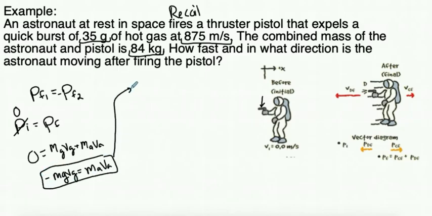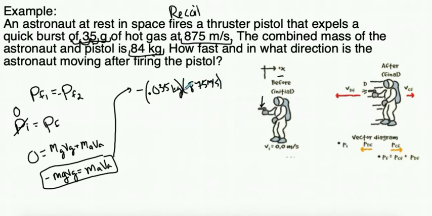All right, so the mass of the gas here is 35 grams. So you want to change that to kilograms because we have kilograms here. All right, so we have a negative. The mass of the gas, change that to kilograms. So remember there's 1,000 grams in a kilogram. We move that decimal place 3 times. So 0.035 kilograms times the velocity of that, 875 meters per second.